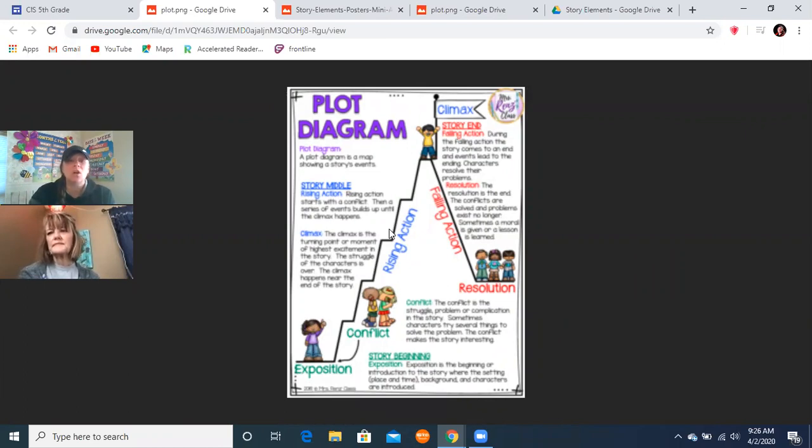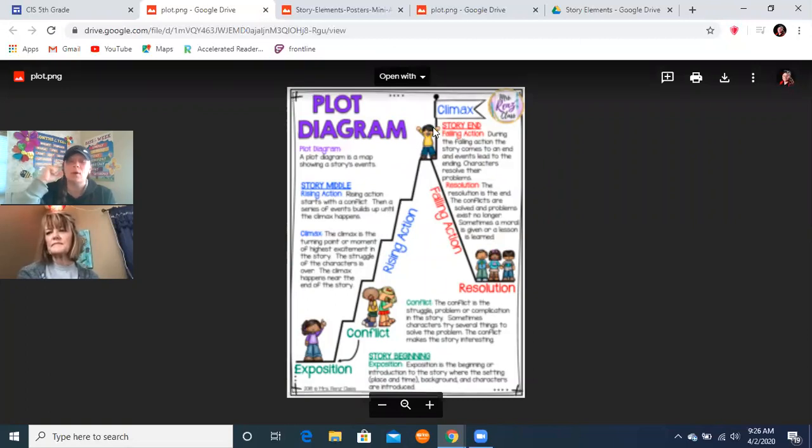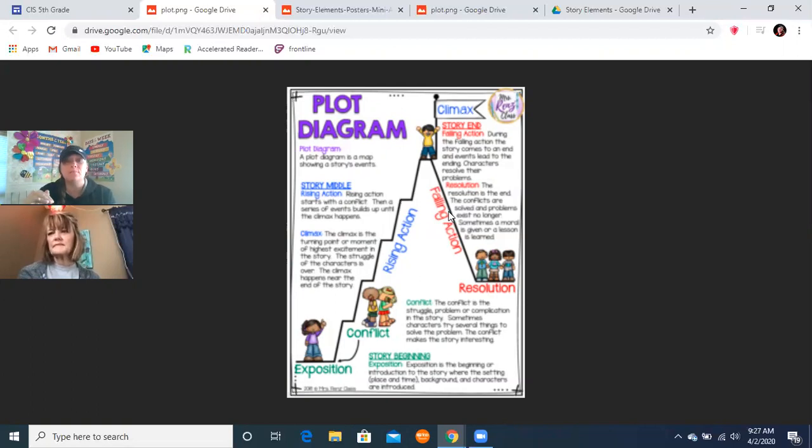The rising action starts with a conflict, and then there's a series of events that leads up to the climax. The climax is the most exciting part of a story, and it's where the characters change. They might change in attitude, they might have a change of thought process, or something in the story is going to change. Then you have the falling action. Falling action is all the events that happen before you get to the resolution. The resolution is the end of the story.